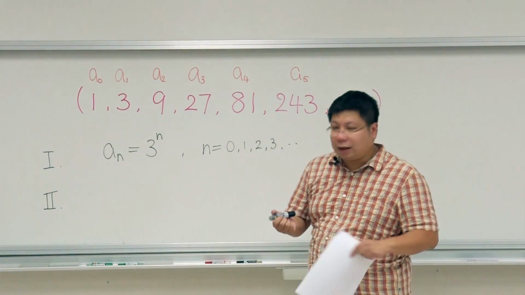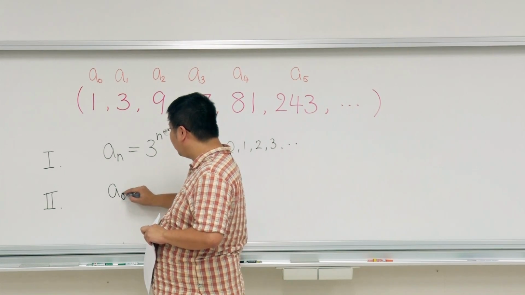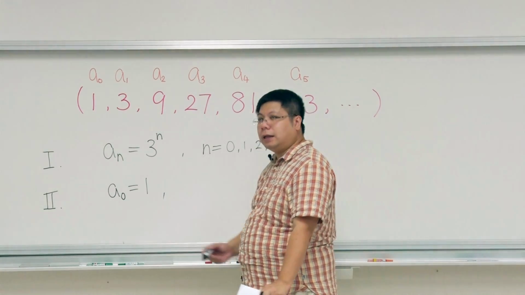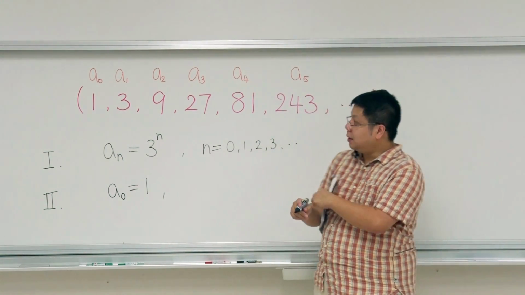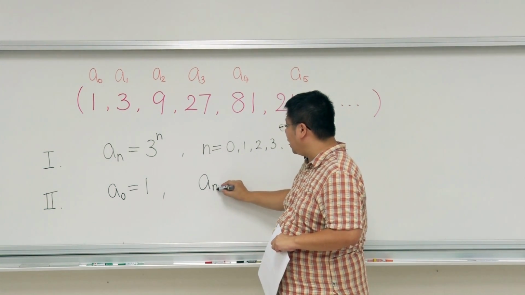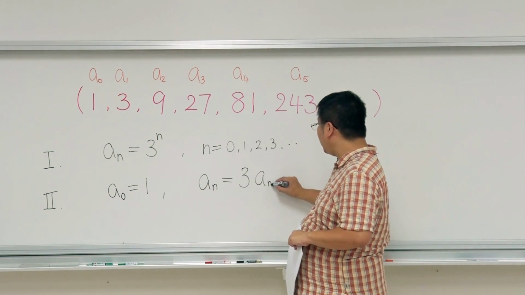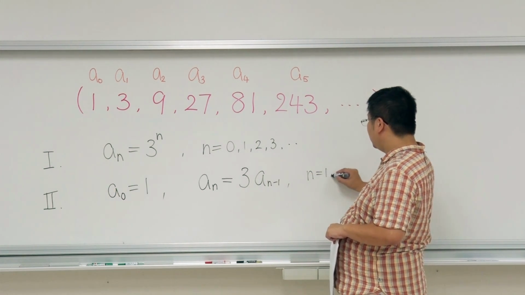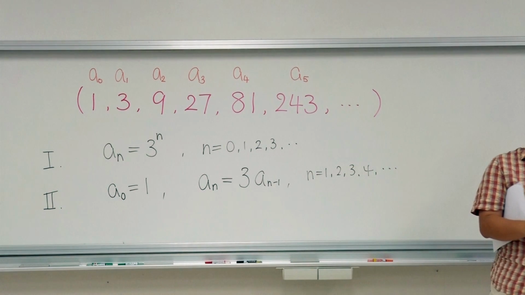Alternatively, I may write it a different way. I may specify the value of A0. A0 is equal to 1, that we know. And then I can talk about the relationship between the terms. If I start with A_n, then it is always equal to 3 times A_(n-1), for any n equal to 1, 2, 3, 4, and so on.